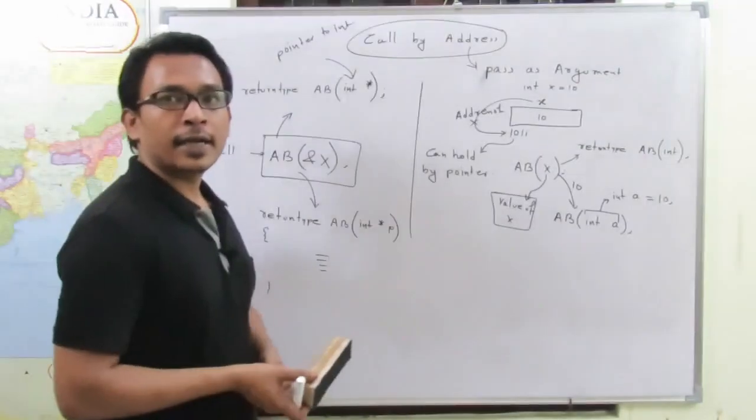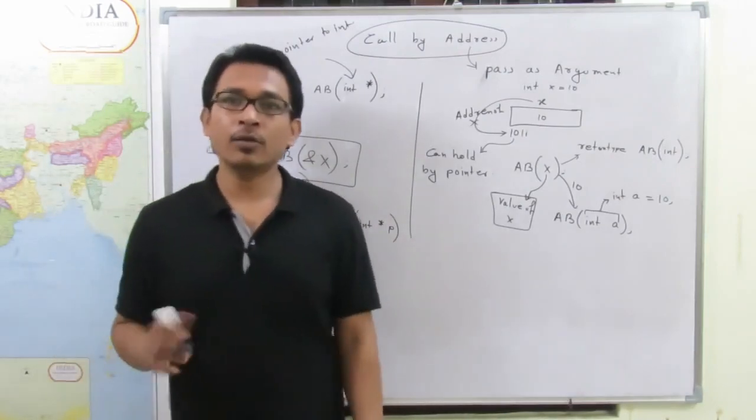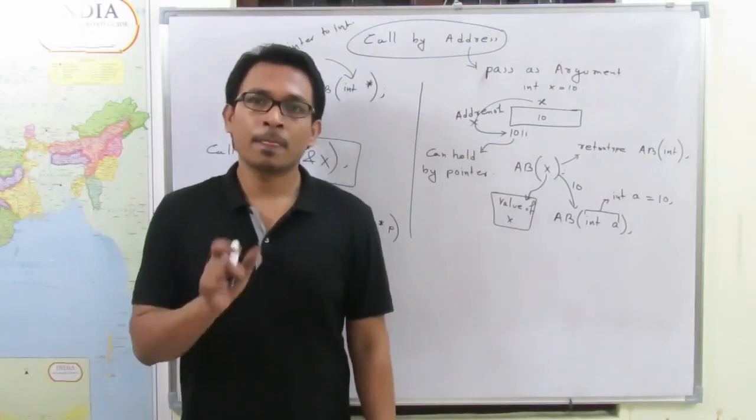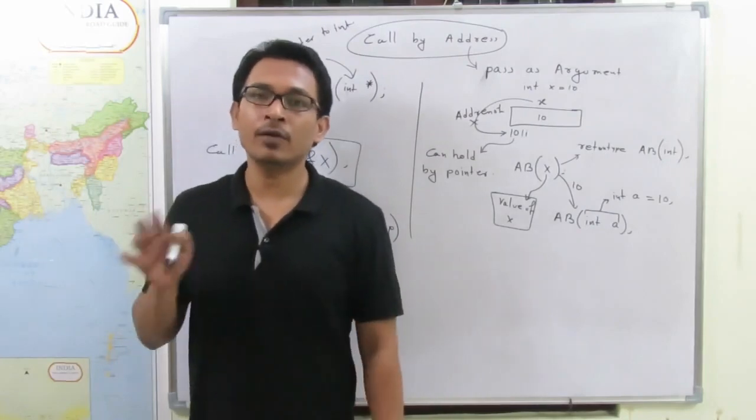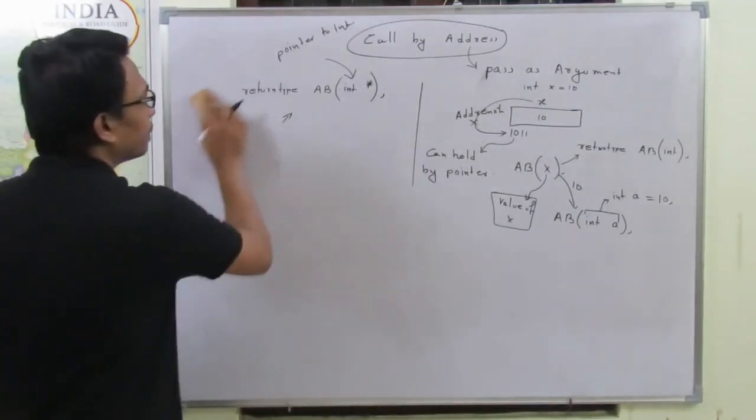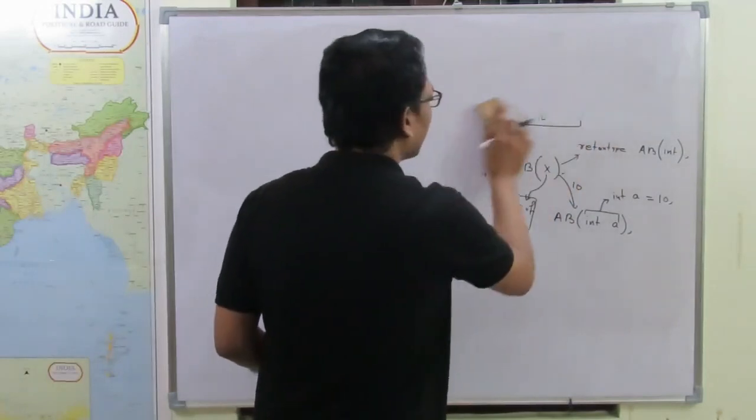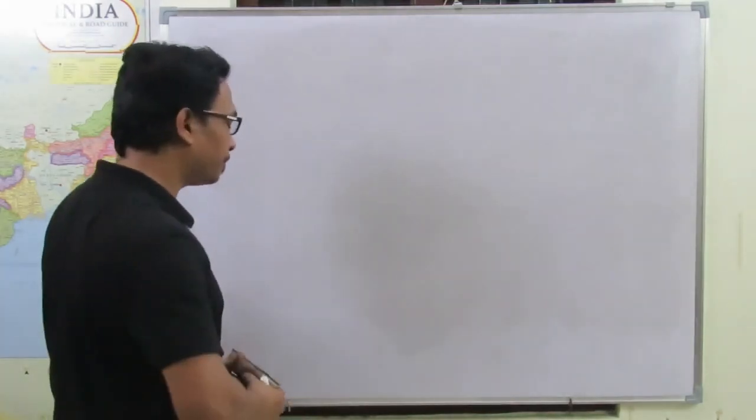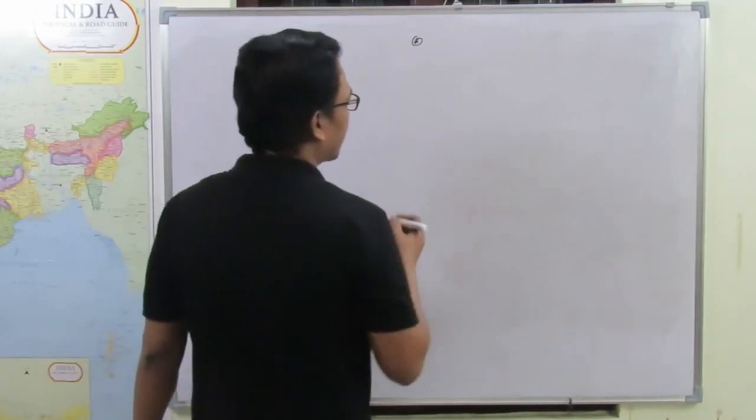Now we will explain the whole execution of call by address with a program. Again we will use the same program, addition of two numbers, but now we are going to pass the argument as the address of the variable instead of the value itself. So let's do it. First I write the code. After that we will describe.